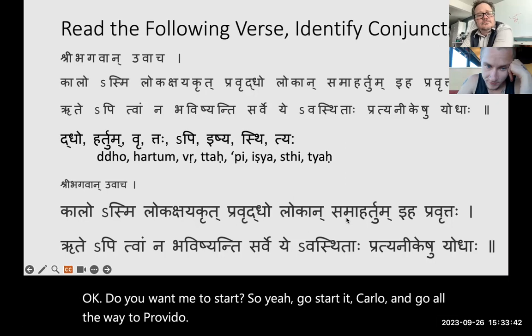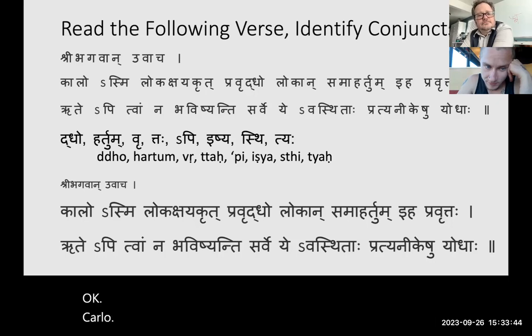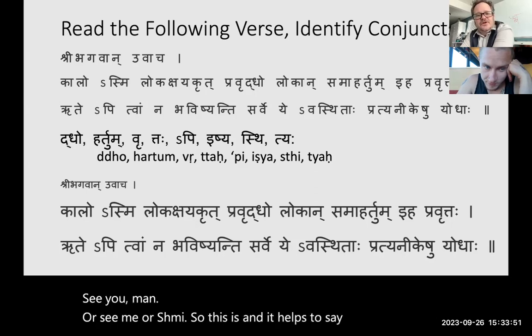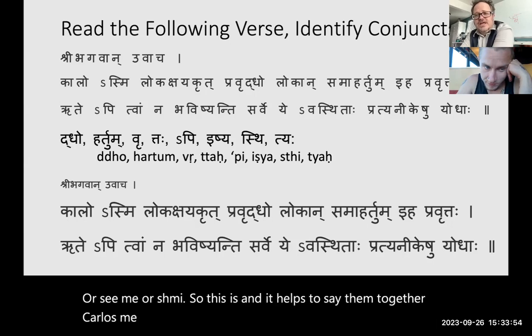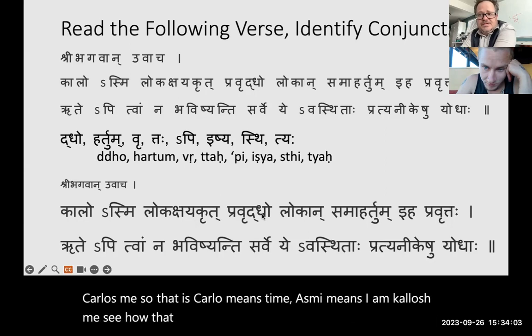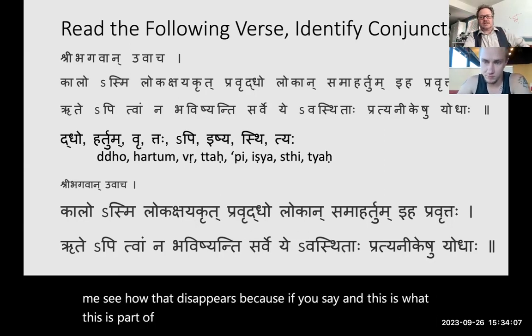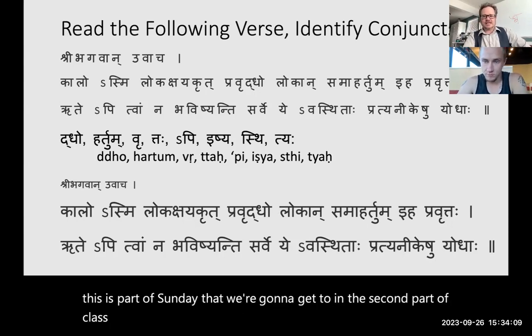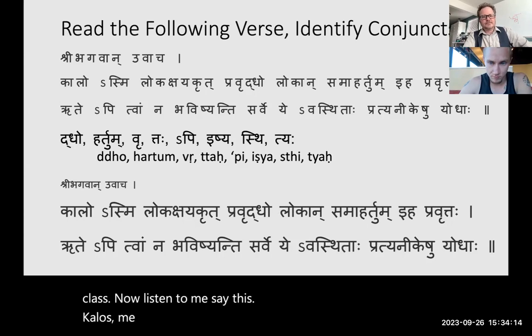Okay. Kalo, shima, or shimi, or shmi. So this is, and it helps to say them together. Kalosmi. Kalosmi. So kalo means time. Asmi means I am. Kalosmi. See how that disappears? Because if you say, and this is part of sandhi that we're going to get to in the second part of class, now listen to me say this. Kalasmi. That's hard, but it's kalo.